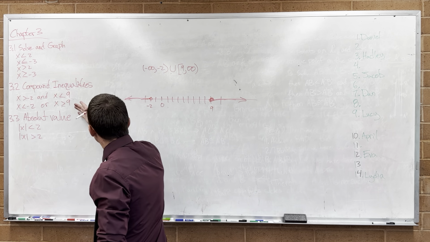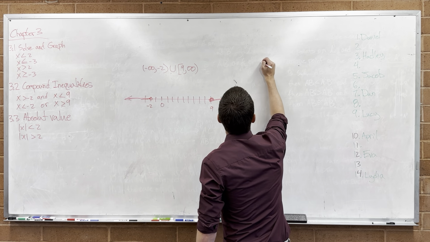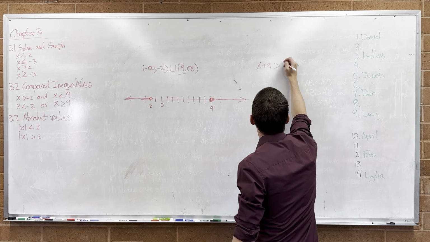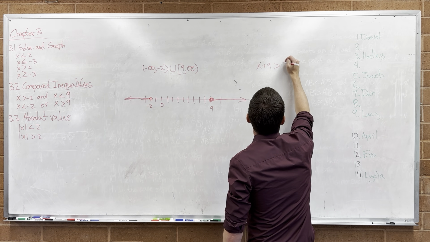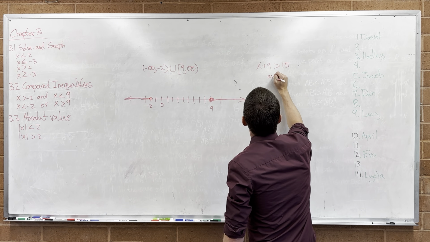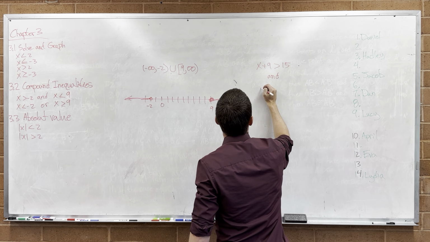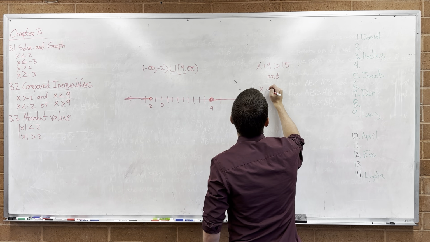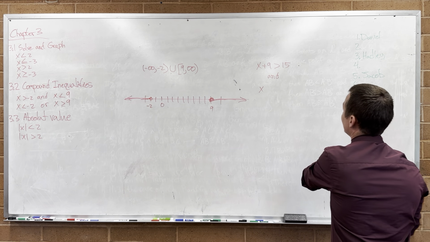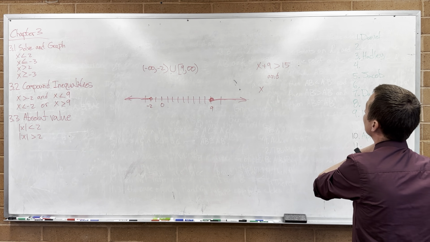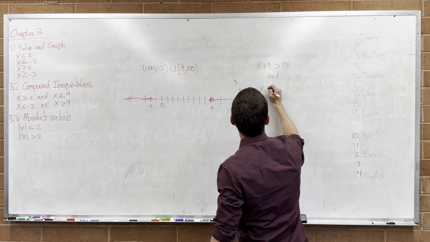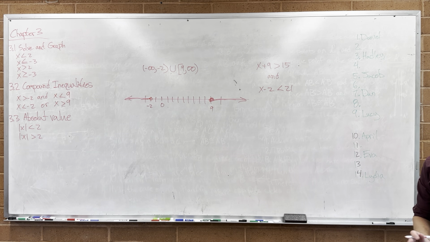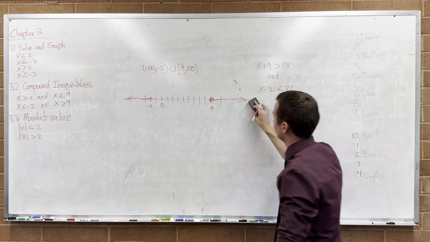Now, if you're given 2 inequalities, something like x plus 9 is greater than, I don't know, 15, and, let's see, make sure I don't do something dumb. And we'll say x minus 2 is less than 21. So you're given 2 at the same time. Here's what we got to solve.